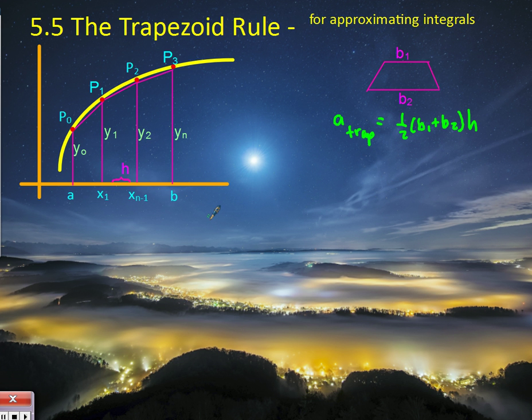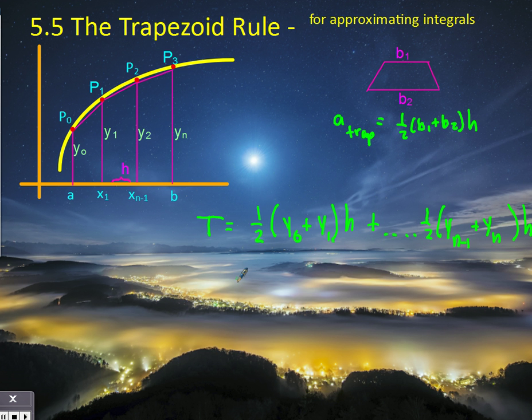So here's the setup. T stands for the area of all the trapezoids. The first trapezoid is 1/2 y0, base 1 of the trapezoid on the left, plus y1, base 2 of the trapezoid to the far left, times the height. And then I'm going to add however many trapezoids I have. So this will go all the way out to 1/2 y to the n minus 1, in this case y2, plus y to the n, the base 2 of the trapezoid on the far right, times the height.